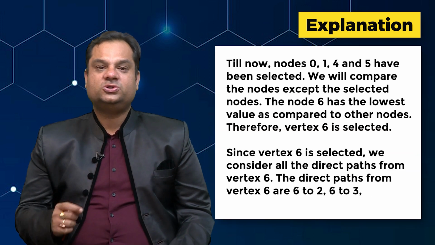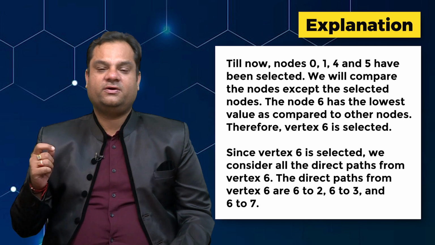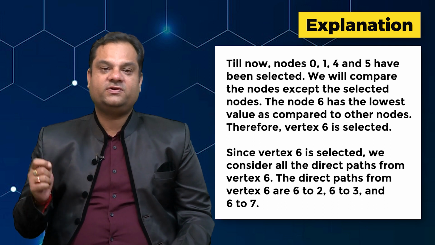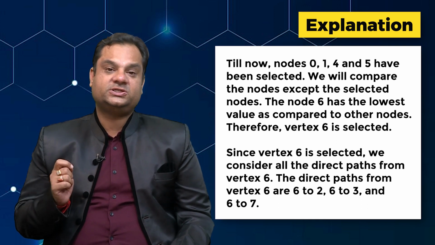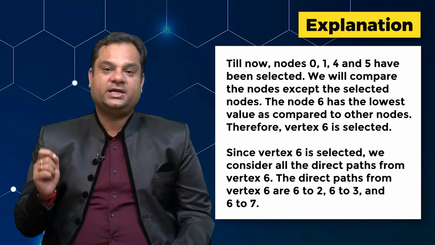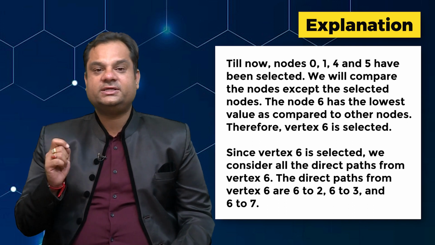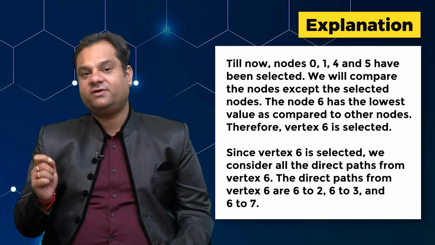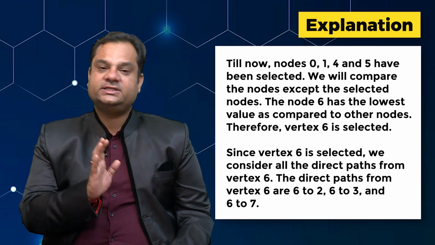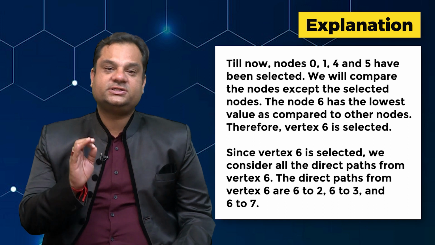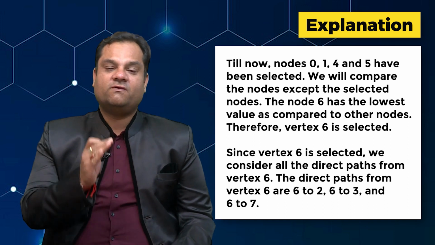Till now, nodes 0, 1, 4 and 5 have been selected. We will compare the nodes except the selected nodes. Node 6 has the lowest value compared to the other nodes. Therefore, vertex 6 is selected. Since vertex 6 is selected, we consider all the directed paths from vertex 6.